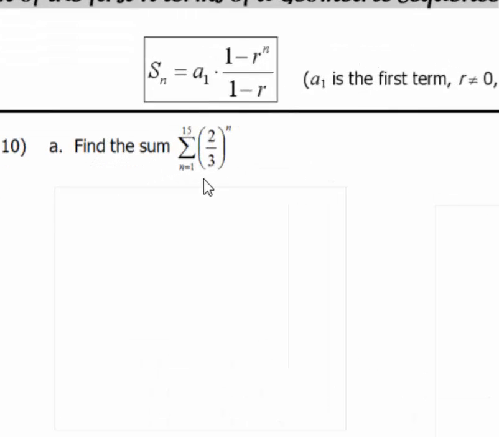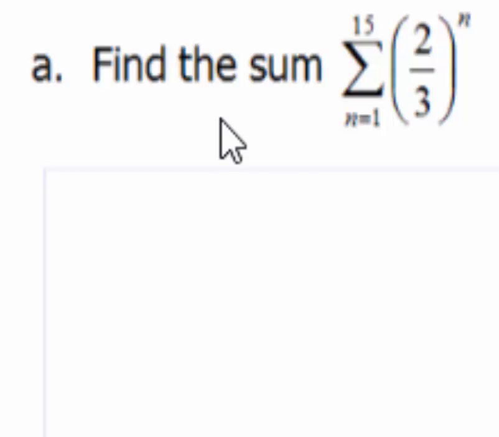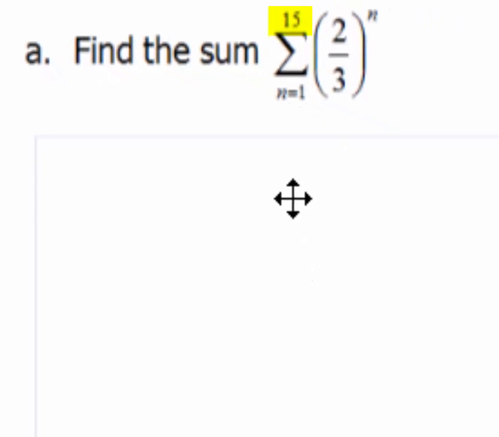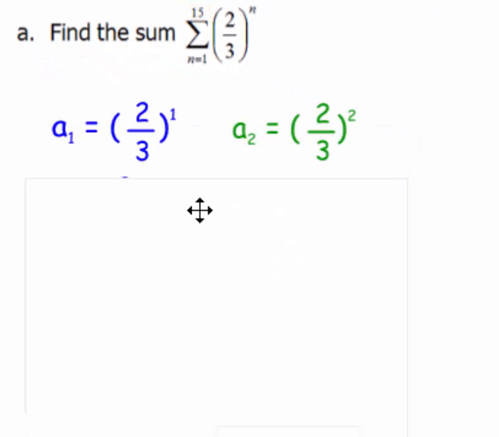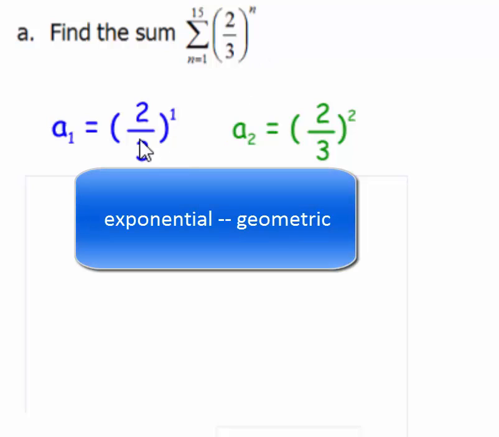Next, we're looking for another sum. Remember, this is our summation notation, and this is telling us we're going to start at 1, and we're going to do 15 of these. So we know a couple of pieces of information, but what we might not necessarily know is the r. We can test that out: we can look for the first term and then the second term. Because this is not linear, because it's exponential, we know it's geometric, and that will tell us our r value.